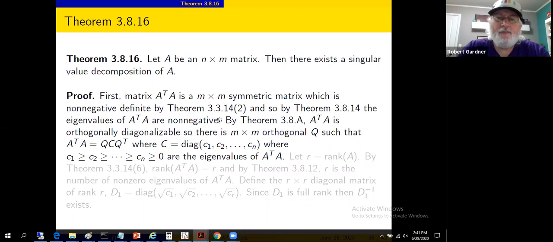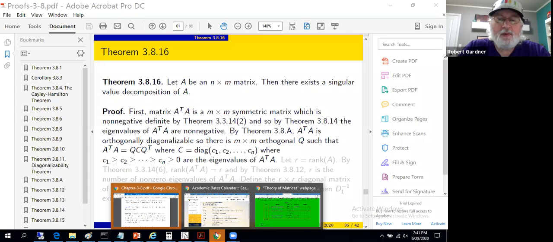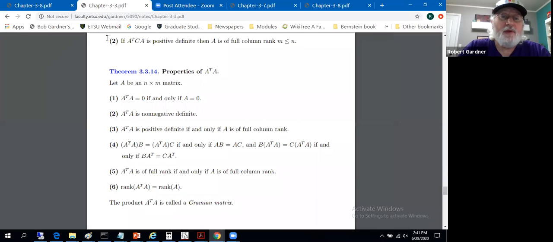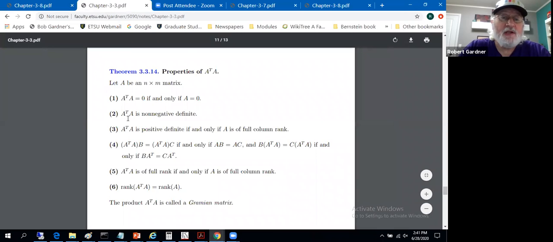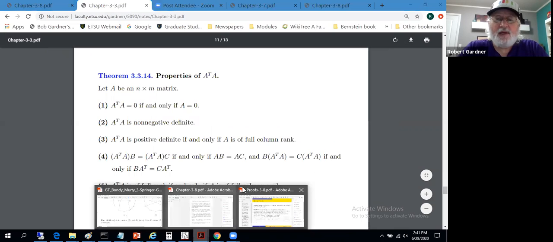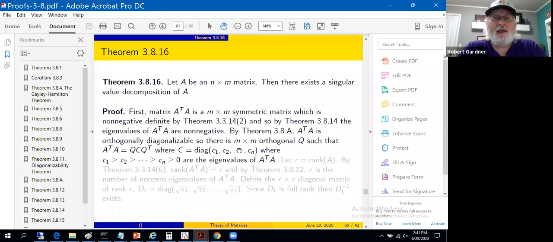A transpose A is non-negative definite. Let's go look that up. Section 3.3. Let me bounce back to my notes. Here's 3.3.14, and there's part 2. We took here an n by m matrix. Part 2 says matrix transpose times matrix is non-negative definite. So that's exactly what we had.